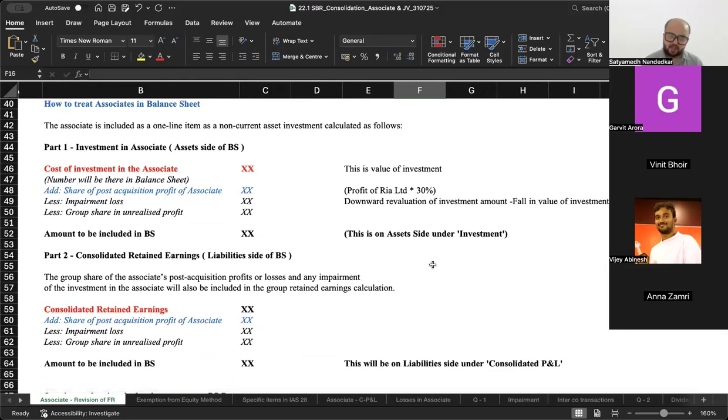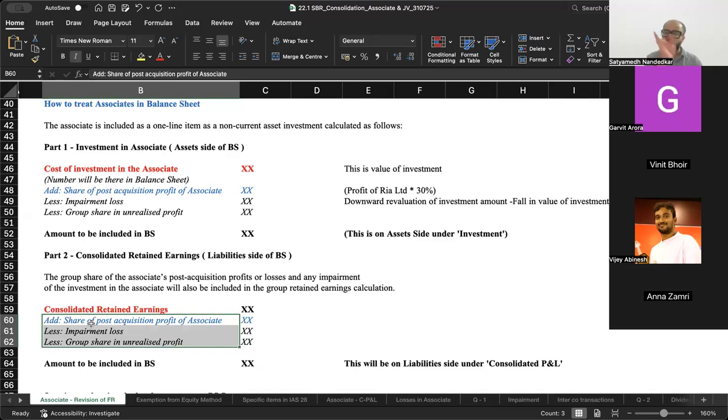Now, how does the investment in the associate entity appear in the balance sheet? Cost of investment in the associate plus share of the investor in post acquisition profit, less impairment loss, less group share in unrealized profit. Remember that this impairment loss is not impairment of goodwill, because in case of associates you don't calculate the goodwill separately. This is impairment of the investment. And whatever adjustments you do on the asset side in the cost of investment, the same adjustment is done in the balance sheet on the liability side in the consolidated retained earnings.